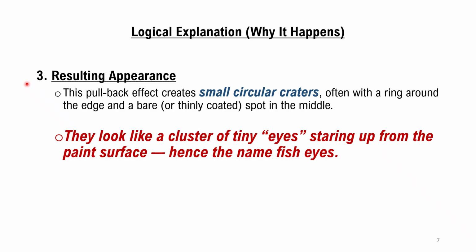Number three, resulting appearance. This pullback effect creates small circular craters with a ring around the edge and a bare or thinly coated spot in the middle. They look like a cluster of tiny eyes staring up from the paint surface, hence the name fish eyes.